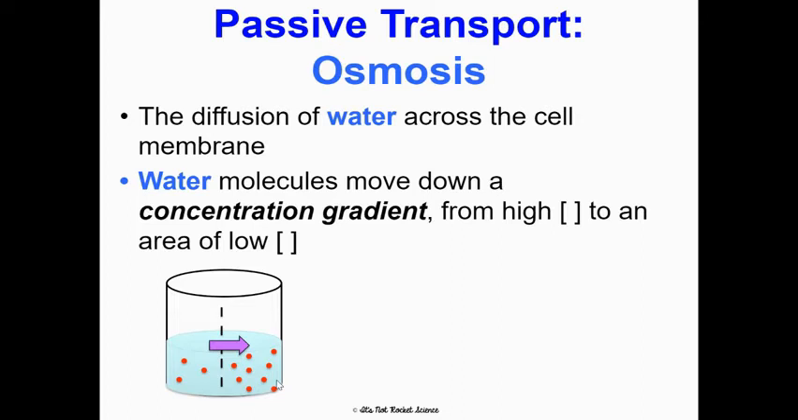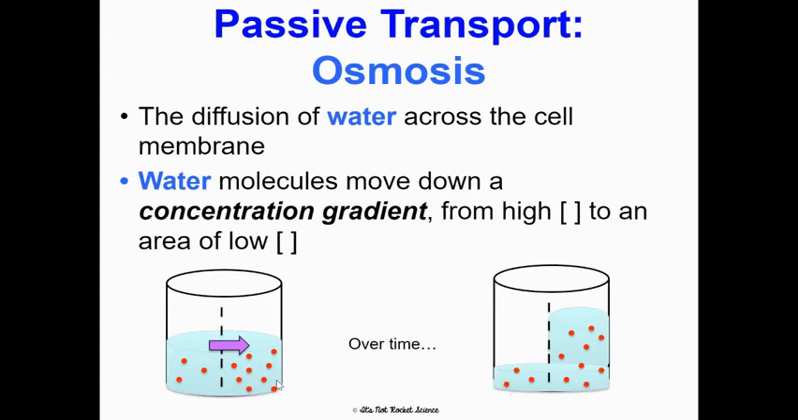And so they're going to go from high concentration of water to low concentration of water, even though that's the opposite of what you would guess for the red dots, the solutes, if they were able to move. In this case, they are solutes that can't go across the membrane, so the water has to go. The solutes would go the other way from the water.